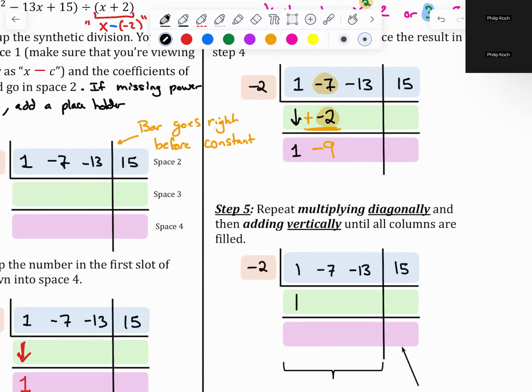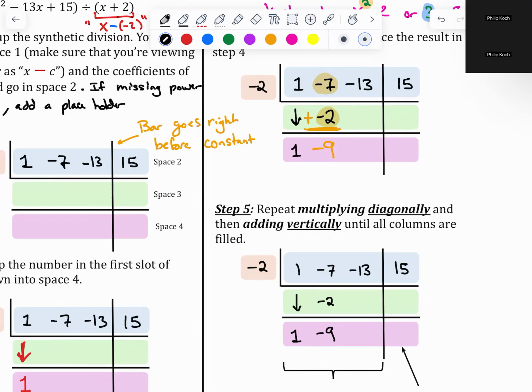The first column is always the unique one, but everything else after that is multiply diagonally, add vertically. So what I mean by multiply diagonally, take the C value with the thing on the bottom. We're multiplying diagonally. -2 times 1 is -2. Then we add vertically. Multiply diagonally, then add vertically. So -2 plus -7 is -9.